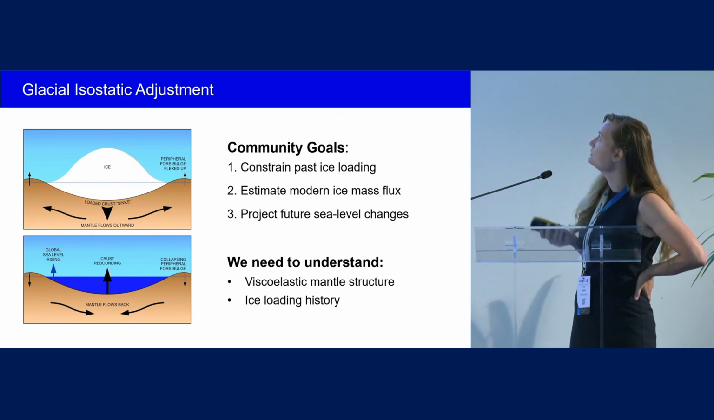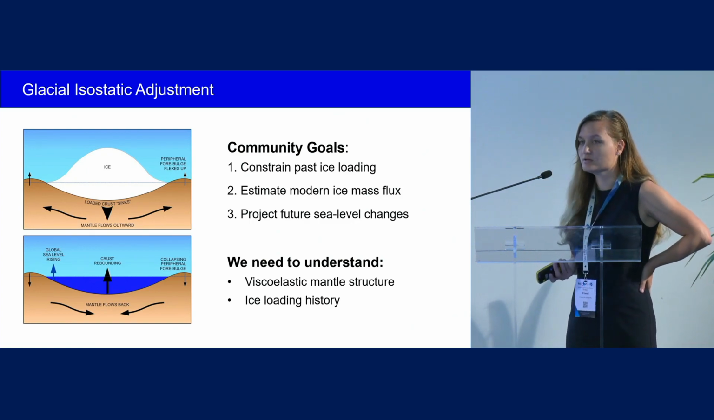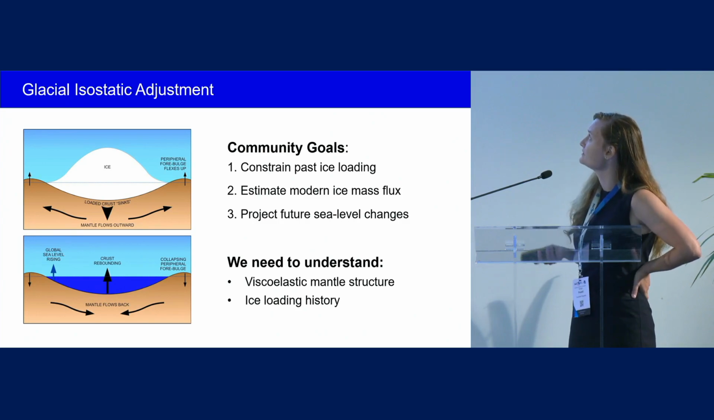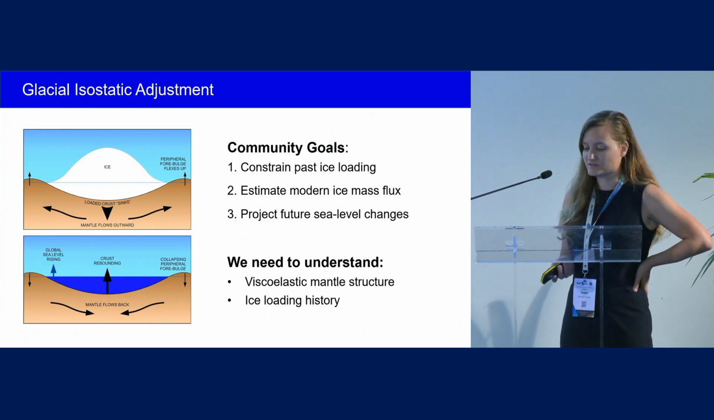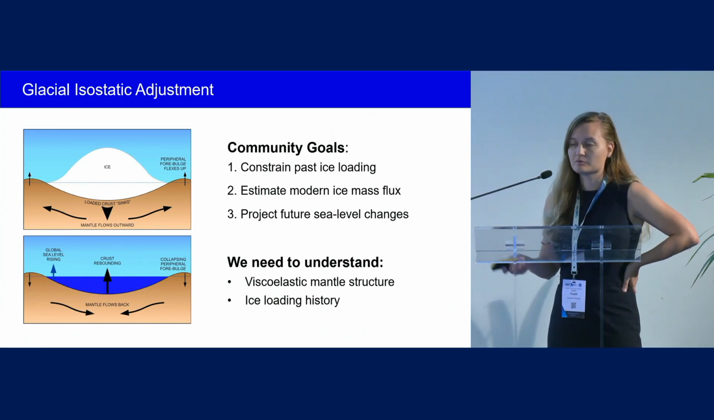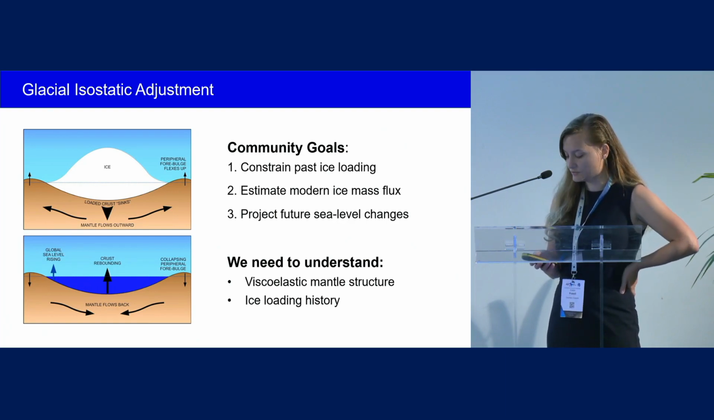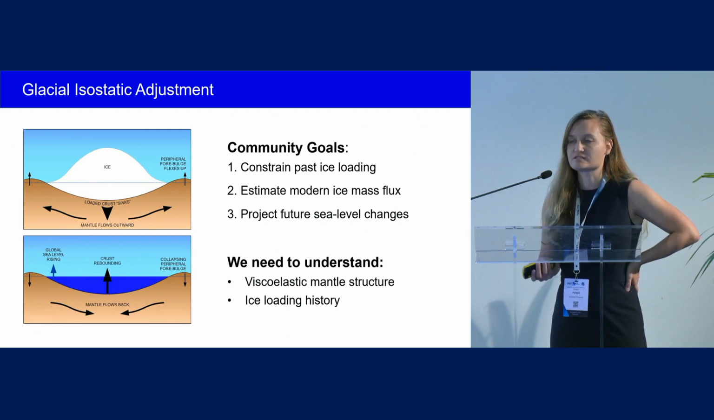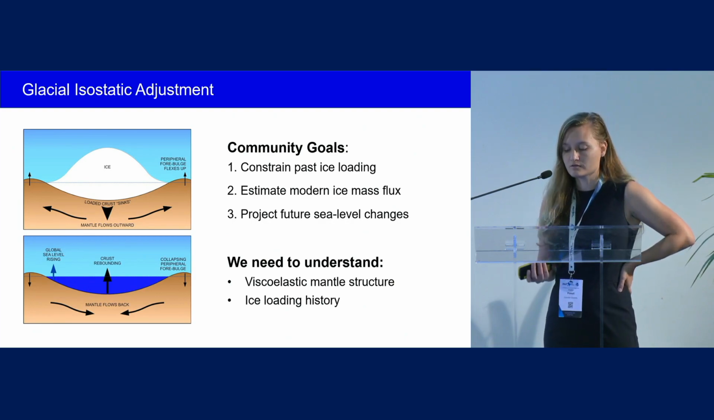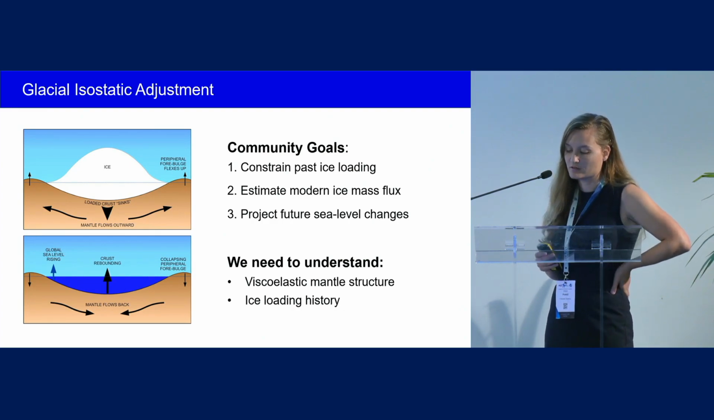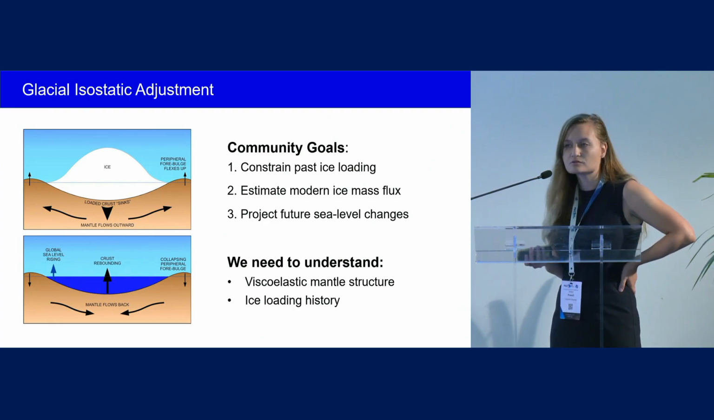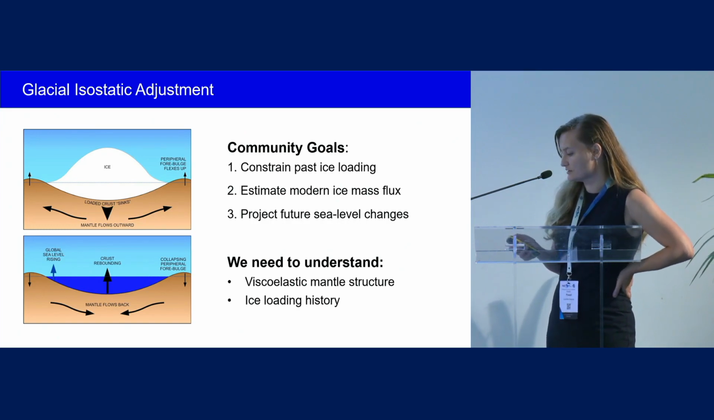We want to constrain the past ice loading. We want to estimate modern ice mass fluxes. And really, we want to be able to accurately project future sea level changes. And for all of this, we need to have a better handle on those two inputs into our GIA modeling efforts. So those are the rheological constraints of the viscoelastic mantle structure and the ice loading history itself.